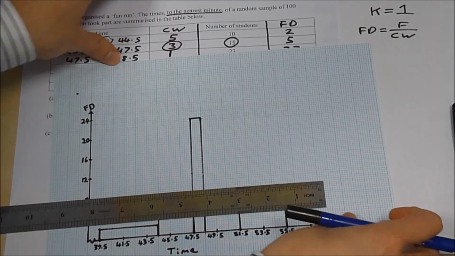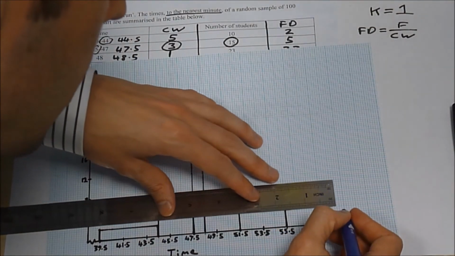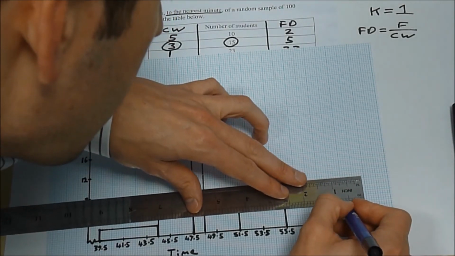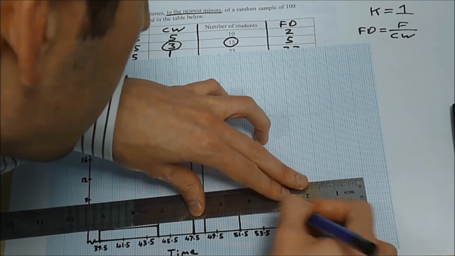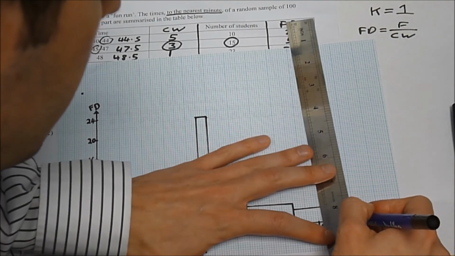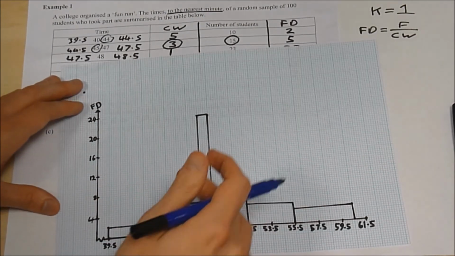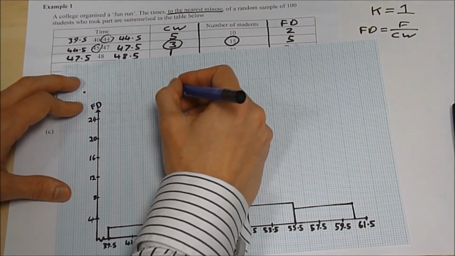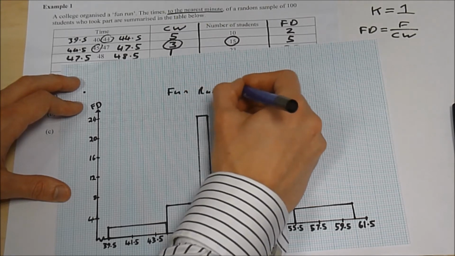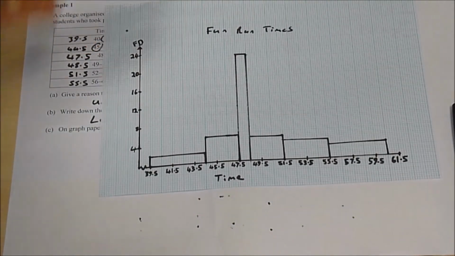And that's going to go from 60.5 just here. So that's 2, and halfway up is 3. And that goes across there, down to 60.5. I've got my time labelled, my frequency density labelled, put a title on, fun run times. And I have my histogram drawn. There we go.